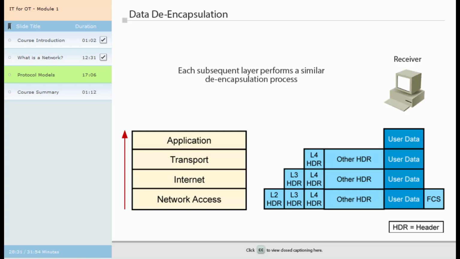And then each subsequent layer performs a similar de-encapsulation process. The de-encapsulation process is like reading the address on a package to see if the package is addressed to you and then removing the contents of the package.